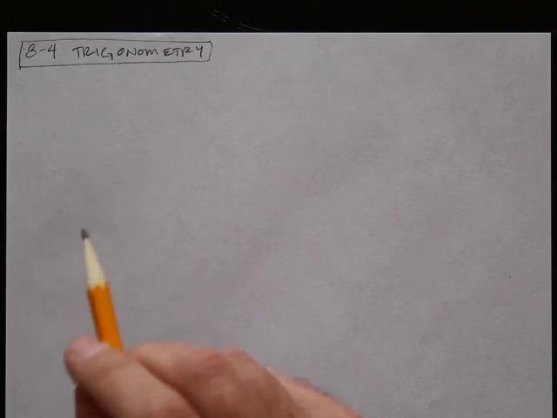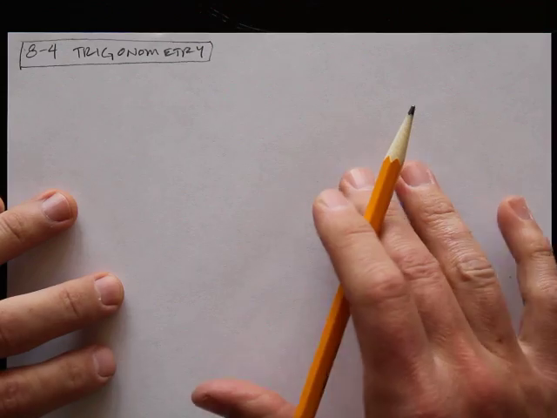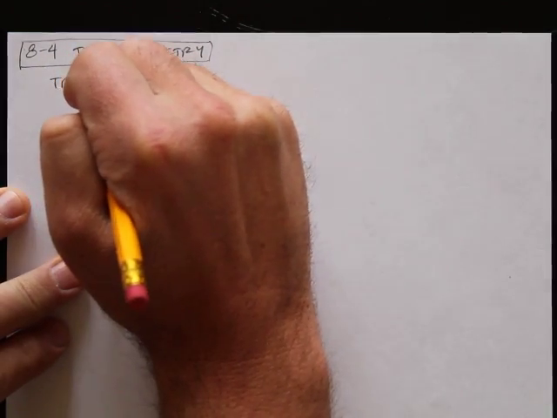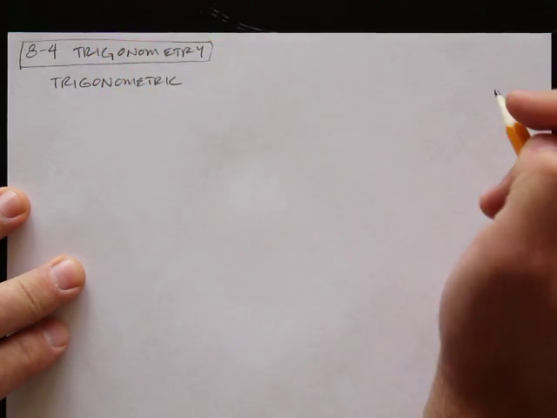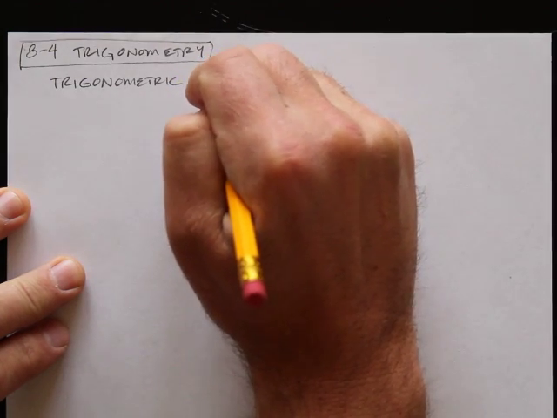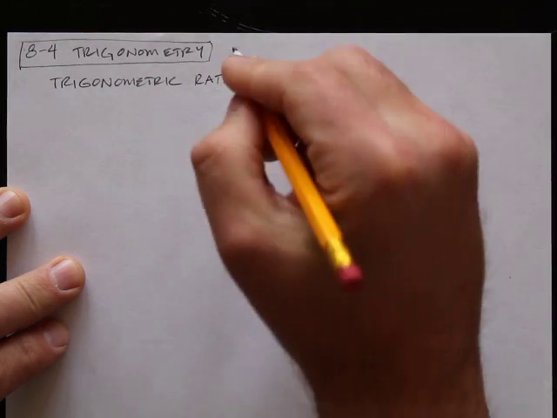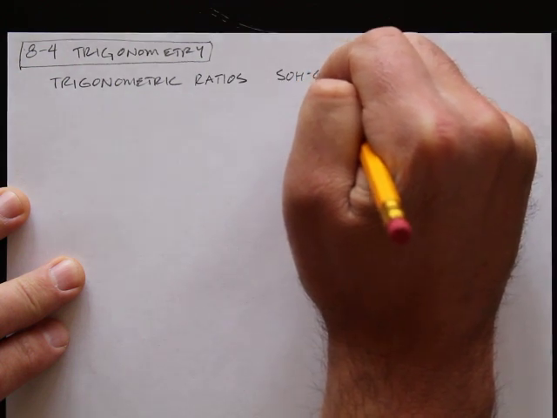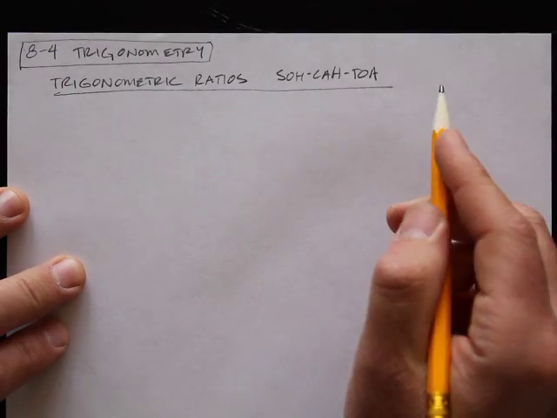Geometry 8-4, trigonometry. All right, finally, we're doing something with these triangles, all this triangle stuff we've been talking about. Now, we're going to start using this information, all these ratios and other triangle knowledge that we have now to use trigonometry. So, trigonometric ratios, and we're also going to write SOHCAHTOA here. You'll see why in a moment.